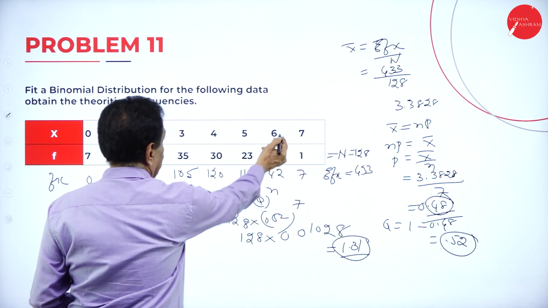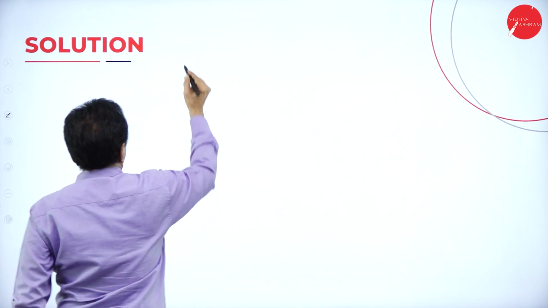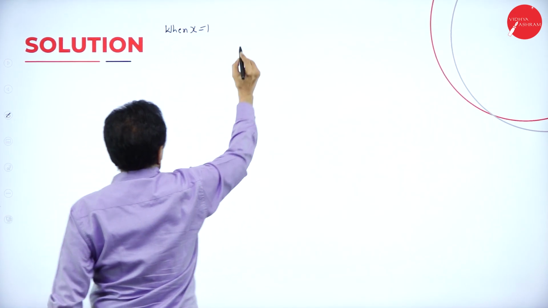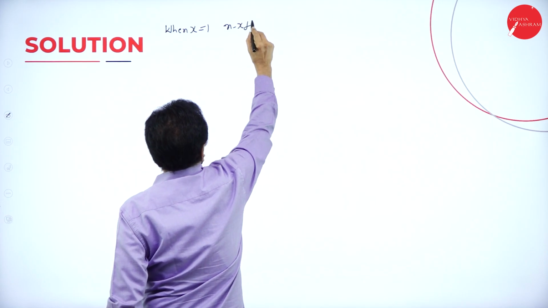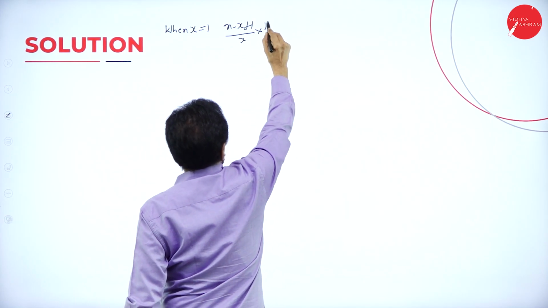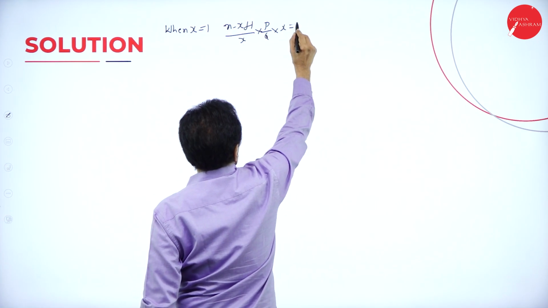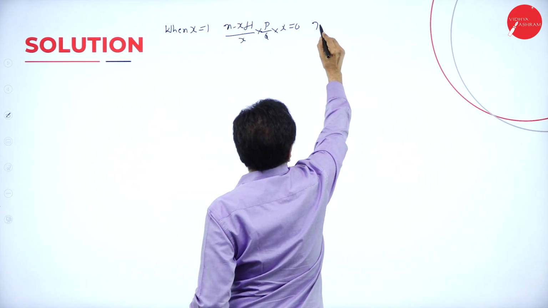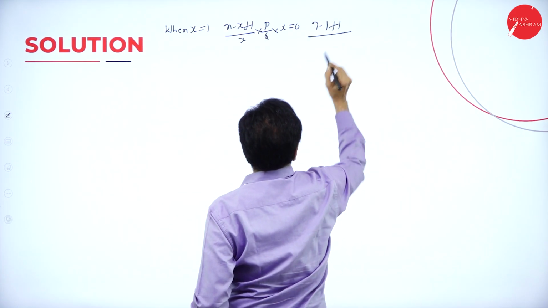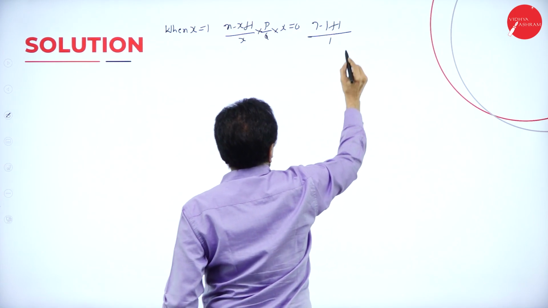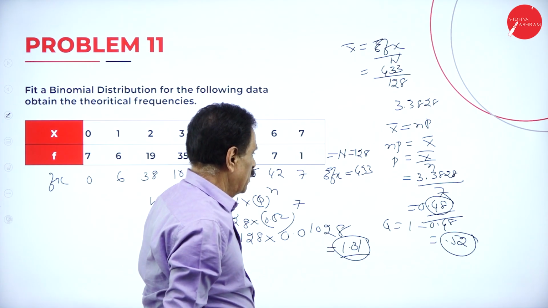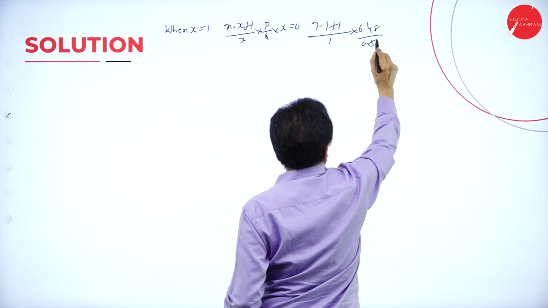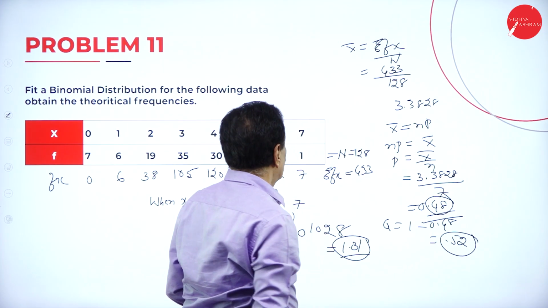Now you have to apply seven times. When x is 1, what's your formula? (N minus x plus 1) divided by x into p divided by q into the previous value, the value at x of 0. Apply: N is 7, minus 1 plus 1, divided by x which is 1, into p which is 0.48, divided by 0.52, into the previous value 1.31.